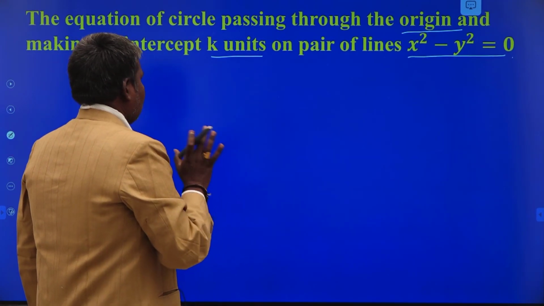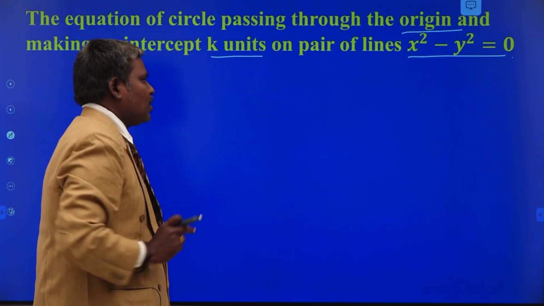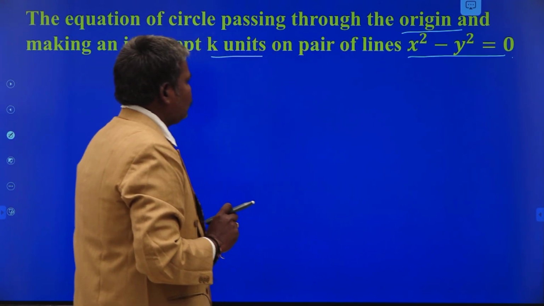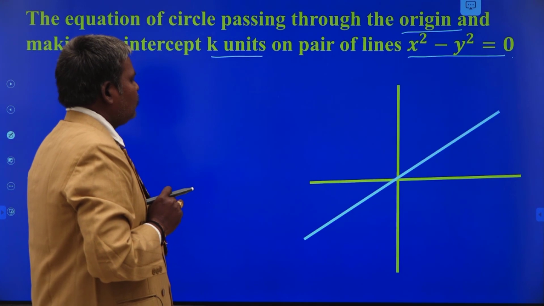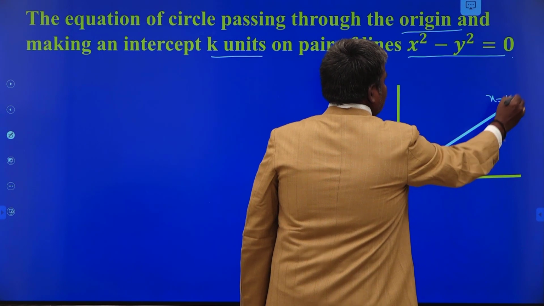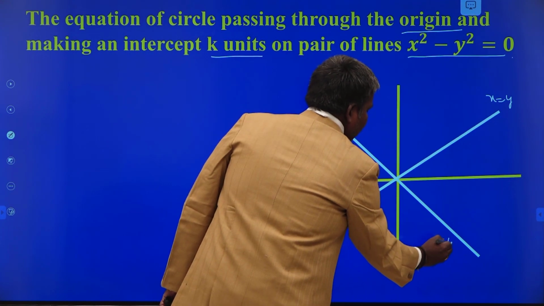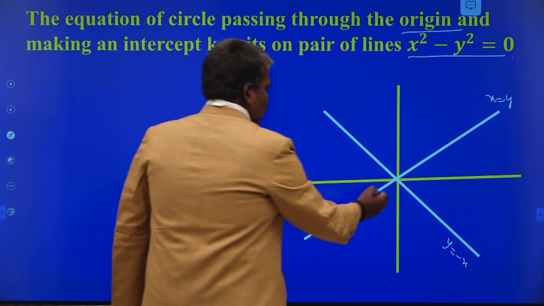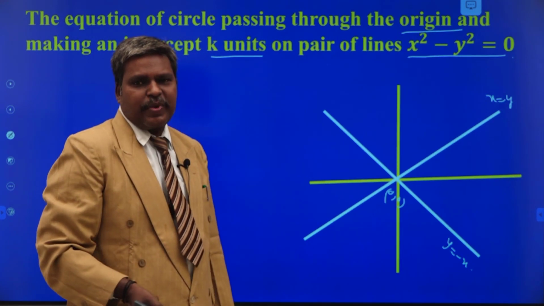So we have to find out the circle equation that is passing through origin and makes an intercept k units about these lines x plus y equal to 0 and x minus y equal to 0. Let us try to draw the figure for this one. These are the coordinate axes. Now this is x equal to y, which makes 45 degrees angle. And consider the another equation, this is x plus y equal to 0, we mean y is equal to minus x. Your circle is passing through the origin, the point of intersection of the coordinate axes as well as x plus y equal to 0 and x minus y equal to 0.